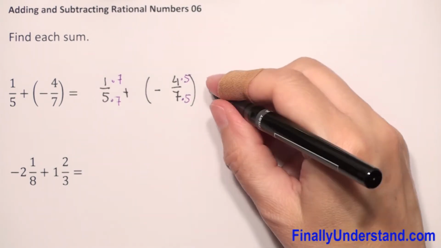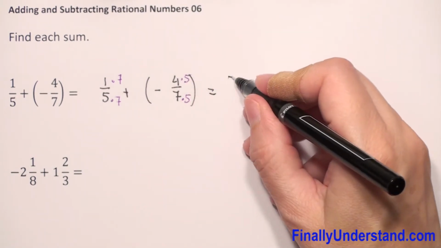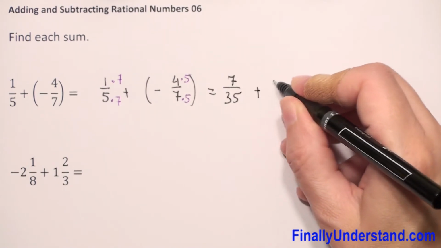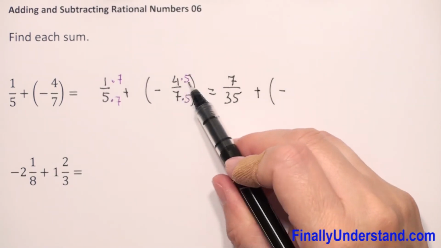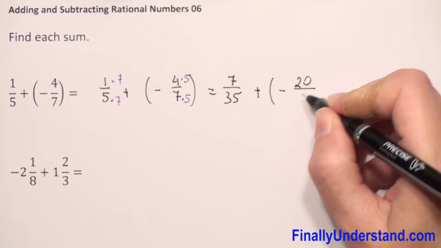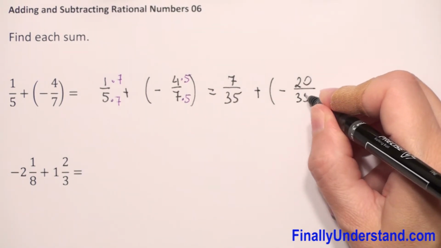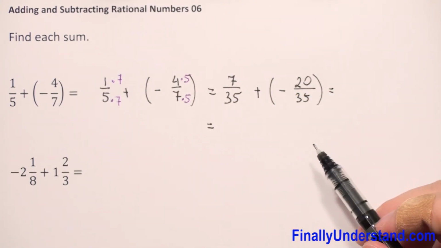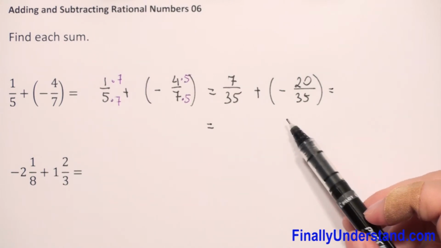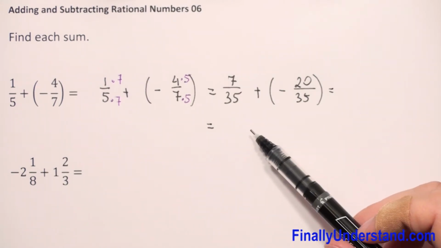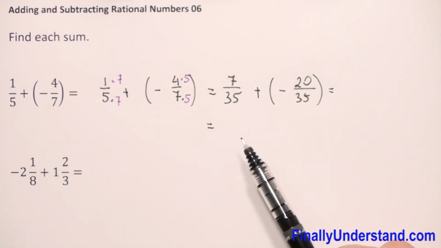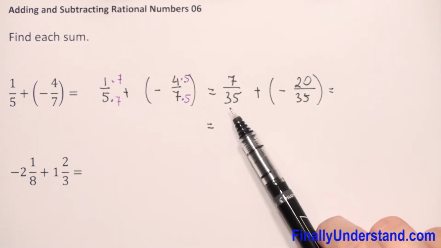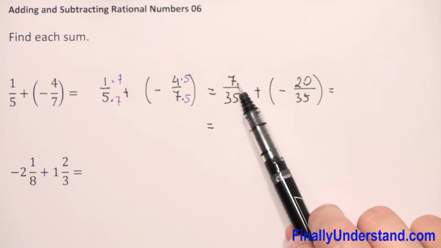So this is equal 1 times 7 is 7, 5 times 7 is 35, plus negative 4 times 5 is 20, 7 times 5 is 35. And now when we have the same denominator, to add these two numbers, we have to check first which of them is greater, because one is positive, one negative. So the same denominator, so we compare only numerators.